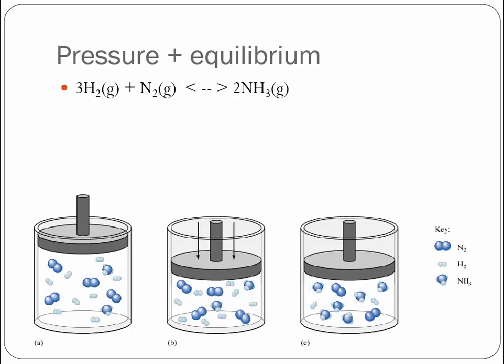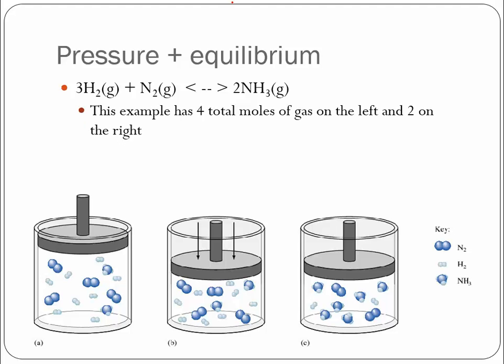Again, with this example that we've been looking at, there's a total of 4 moles of gas on the left. There's 3 right there and 1 here, of course, understood. That's a total of 4 moles. There's 2 moles of gas on the right. Obviously, I don't always have those exact numbers of moles, but that's just the general case.